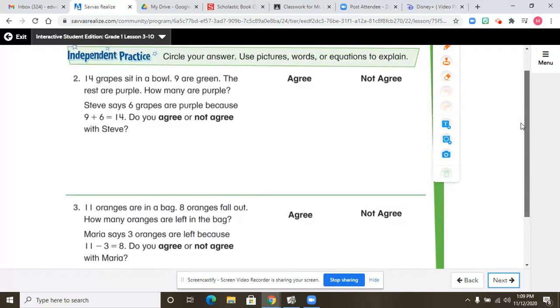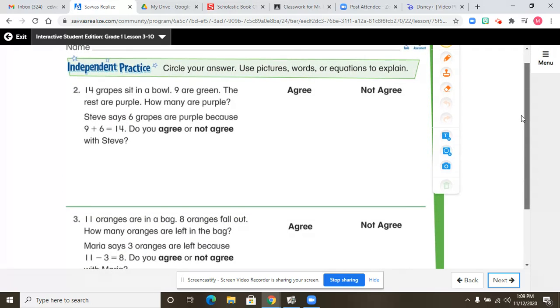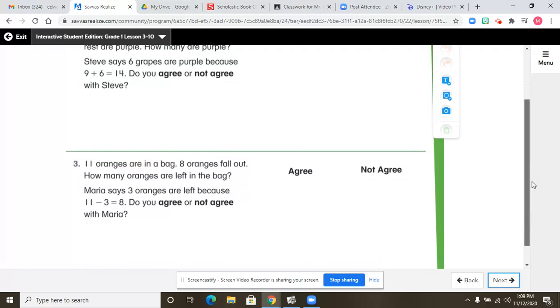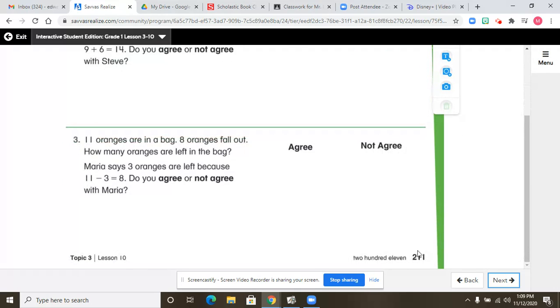All right, when you are done with that page, you need to do this whole page, which is only 2 problems, so it will not be that bad. Okay? So do number 2, number 3. Remember, you can use pictures, words, or an equation to explain. So circle agree or not agree whenever you figure out which one you want to pick. Okay, you have to do page 211.